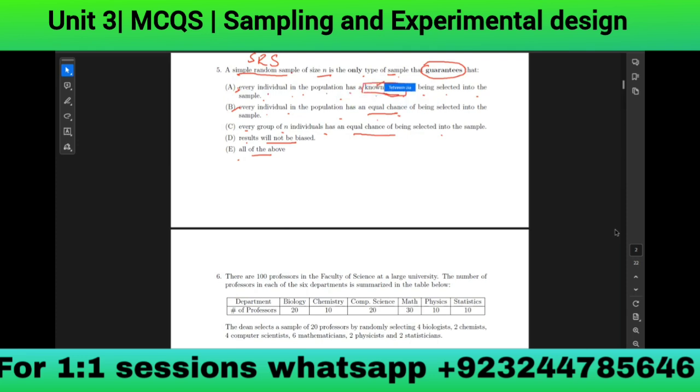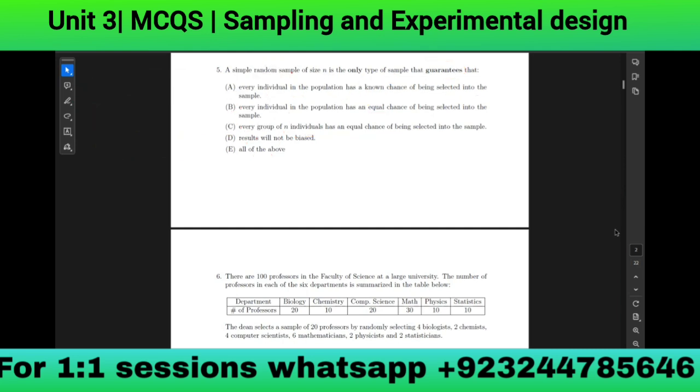Equal chance, it is not necessary that they have equal chance, because in a simple random sample we have small groups, and from every group we are taking one person, for example, or two persons. So there are not equal chances for every person. Every group has equal chances, but overall they do not have equal chances. So option C will be the correct answer.